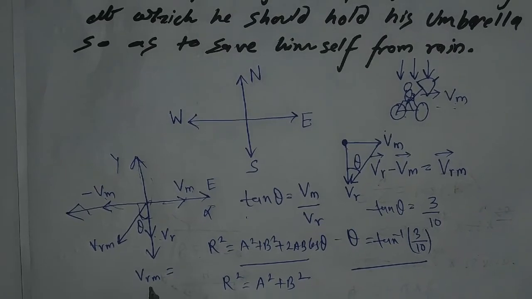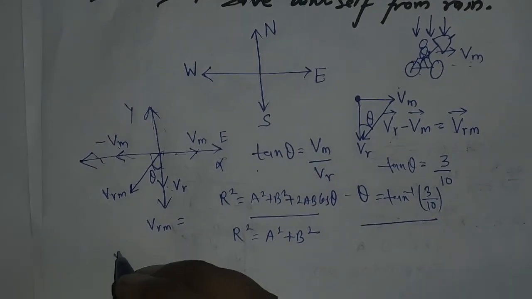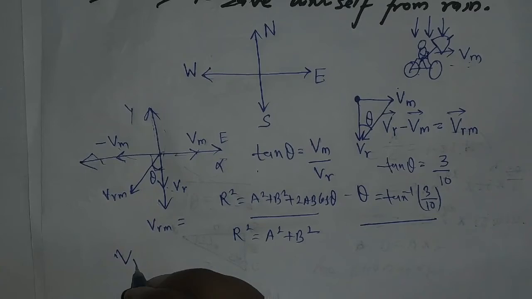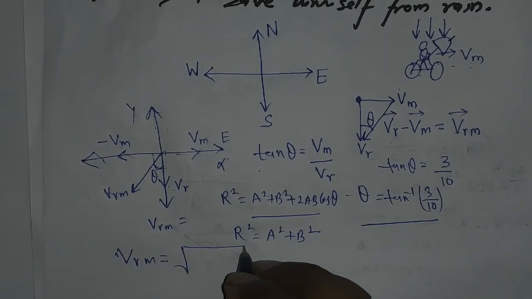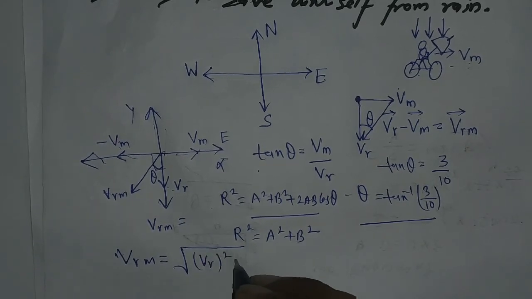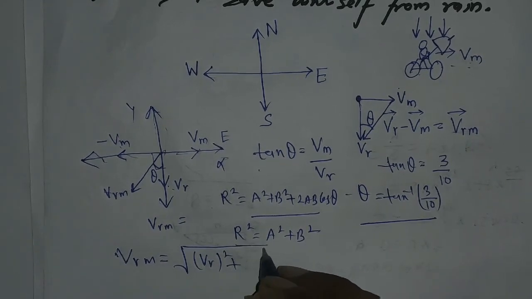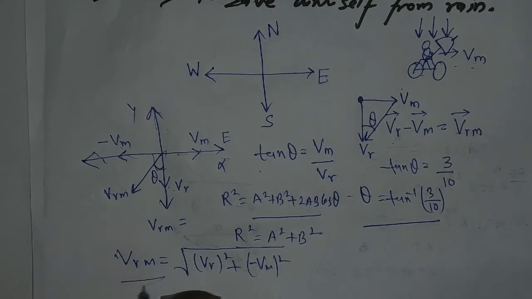But students, we can discuss the formula over here. See, Vrm is equal to root of Vr square plus minus Vm square. This you put and you will get Vrm.